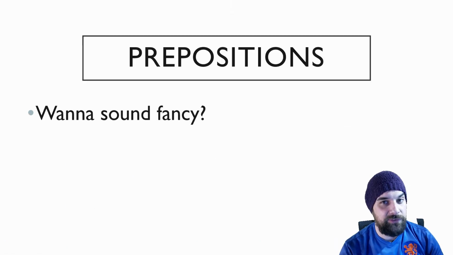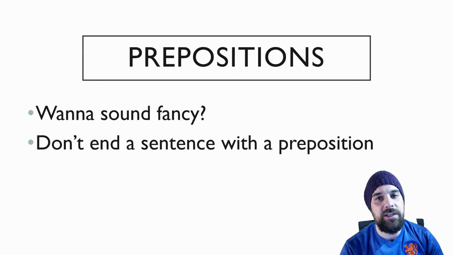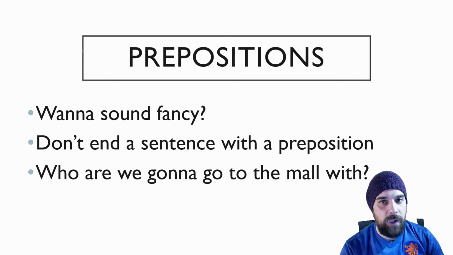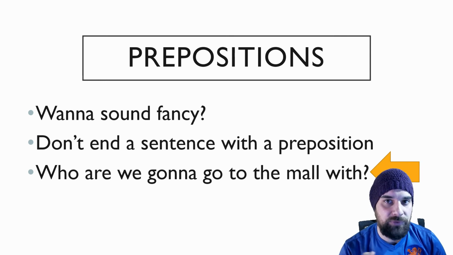You want to sound fancy? Don't end a sentence with a preposition. So here's an example. Who are we going to the mall with? Sounds perfectly fine, right? Okay, where's the preposition? I'll give you a second. That's right, it's with. I told you not to end a sentence with a preposition, so here we've ended the sentence with the preposition with.